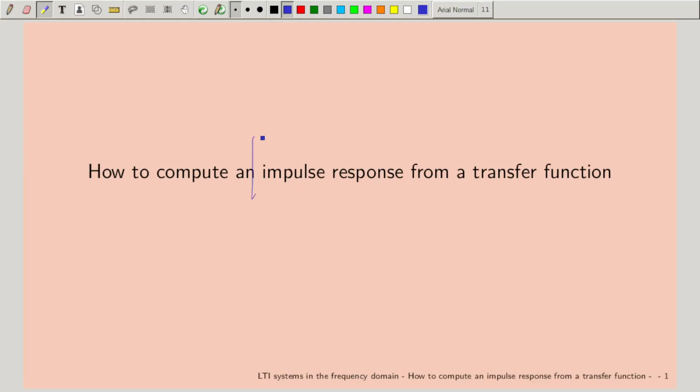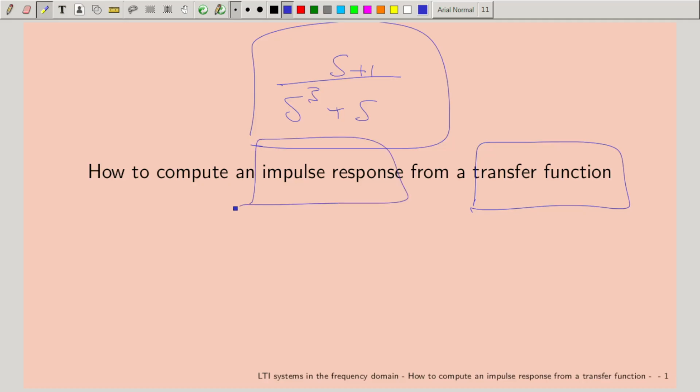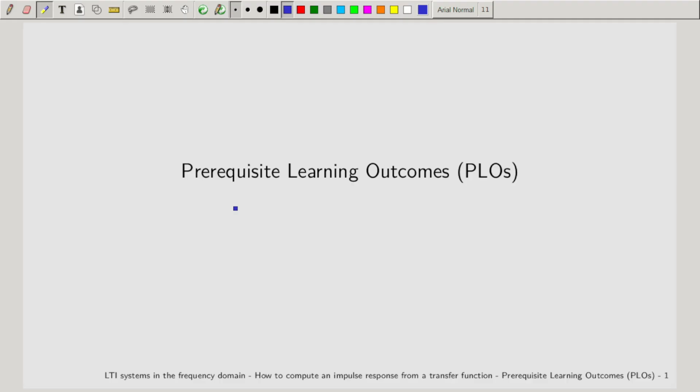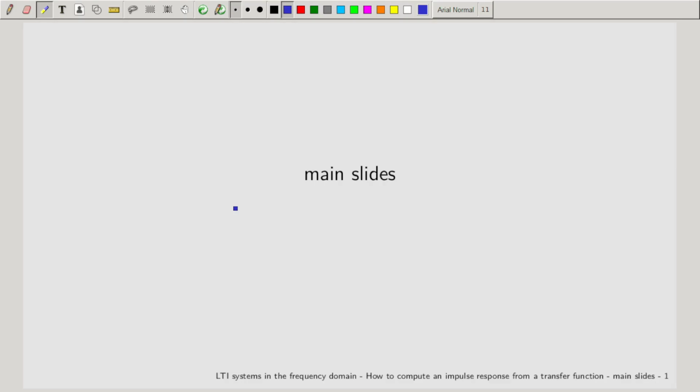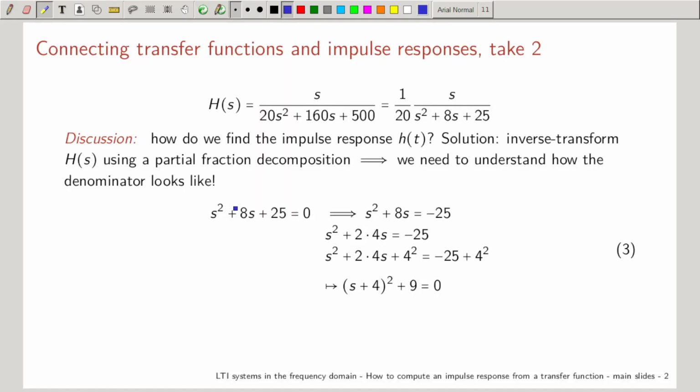If I have an impulse response, or better, a transfer function, for example, H(s) = (s + 1) divided by (s cubed + s), how can I compute h(t) from H(s)? Now we go to something that you should already know, but let's see where we are. There is an important mathematical tool, which is partial fraction decomposition.